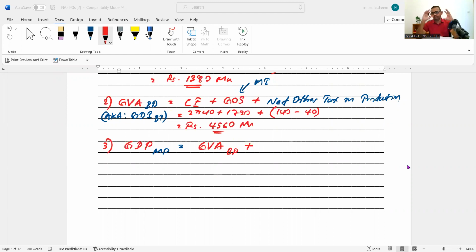Now, you're correct, Devaja. Any of you who have said add net tax on products is correct if you have already included import taxes, or net tax on imports, inside the value of net tax on products. Is that clear?